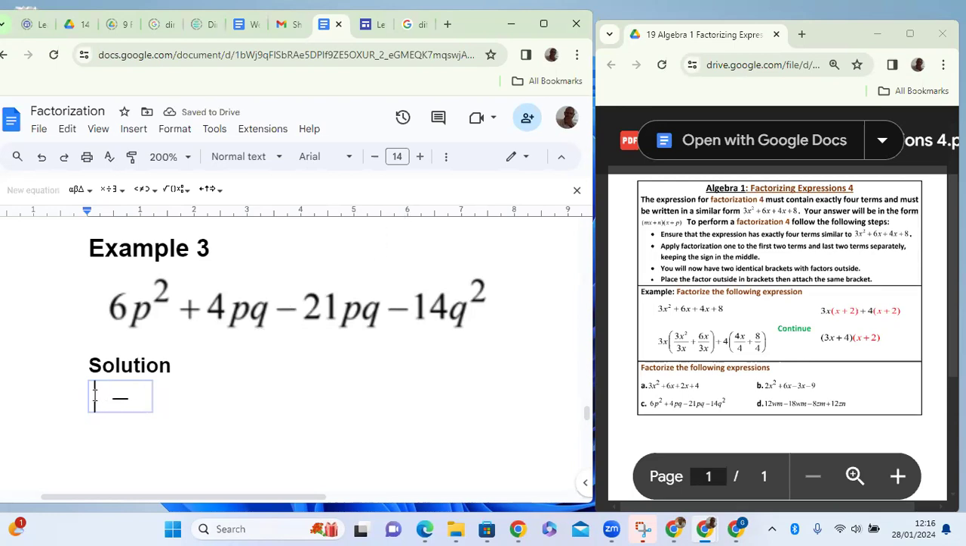Now let's focus on 6 and 4. Between 6 and 4, we all agree that 2 is the highest common factor. For p squared and p, p is the letter with the lower power. q is not common, so we cannot include q. So we open and close bracket. Now we're going to divide to know what comes inside of the bracket. 6 divided by 2 is 3. p squared divided by p is p.